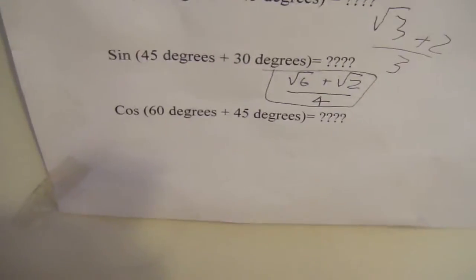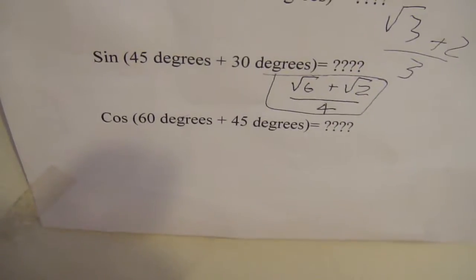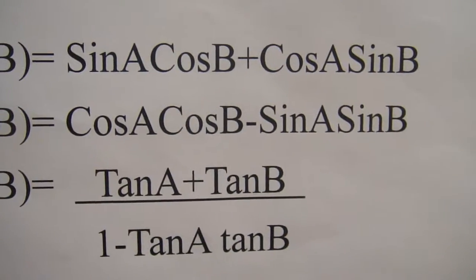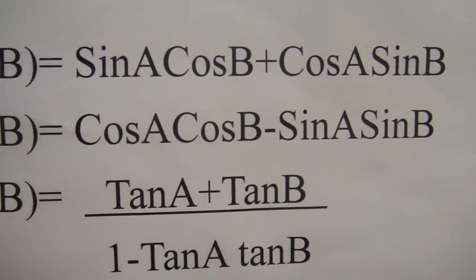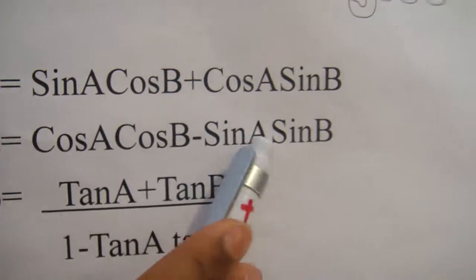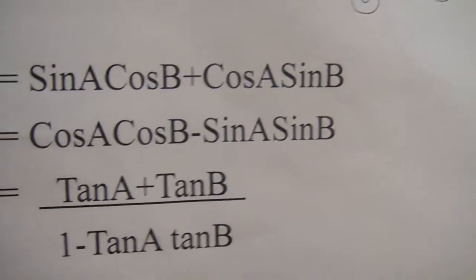Okay, let's go to the last problem, shall we? Cosine of 60 plus 45 degrees. Now, let's look at our formula. Jithins, what is the formula for cos A plus B? Cos of A plus B is equal to cos A times cos B minus sine A times sine B. Yes. Now let's put it over here.